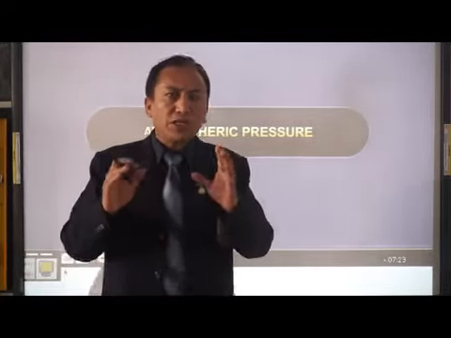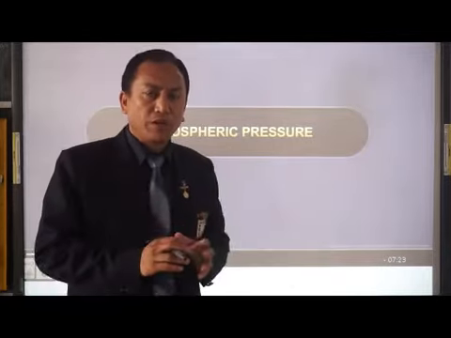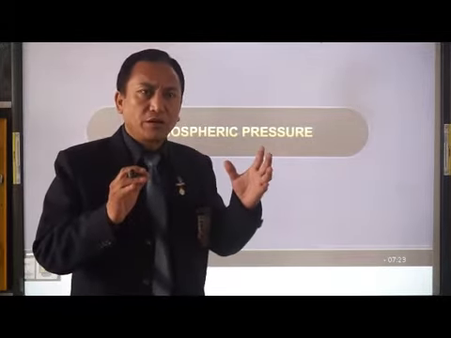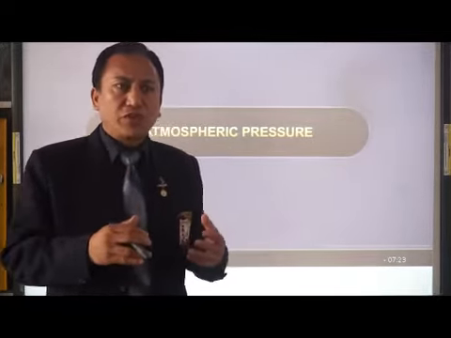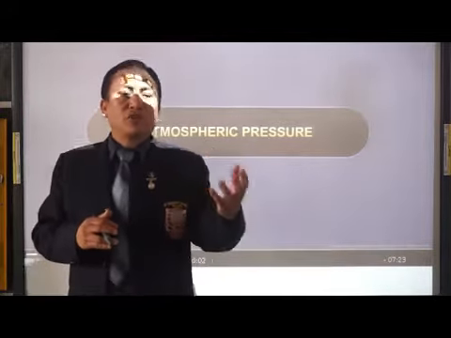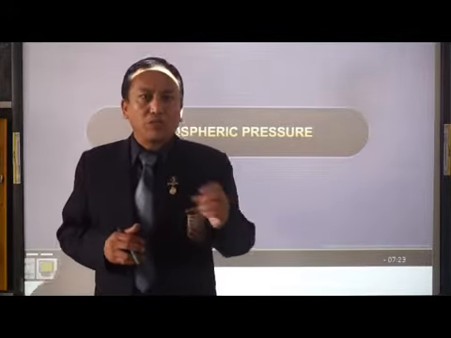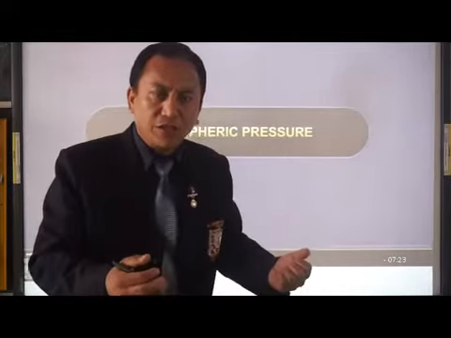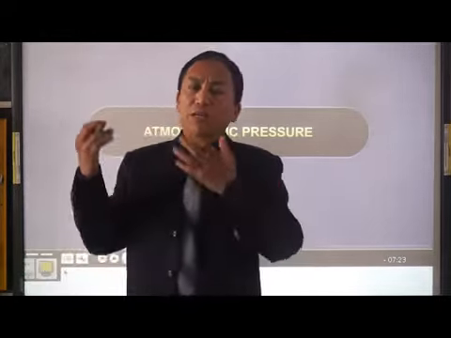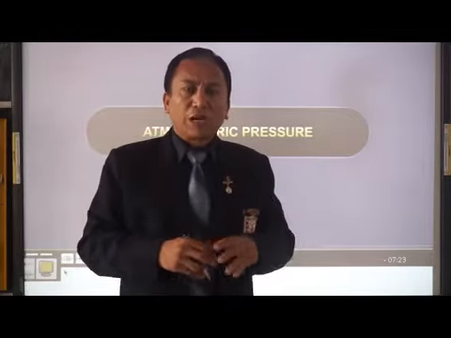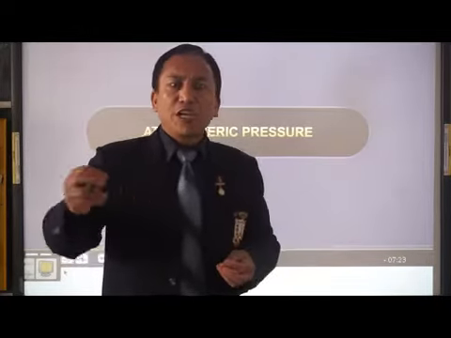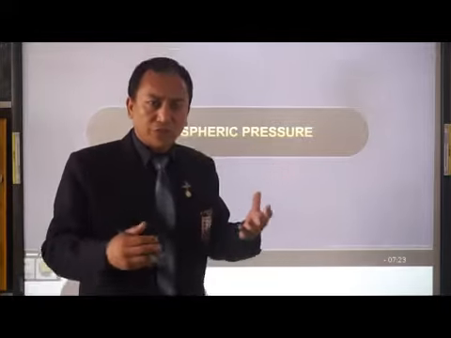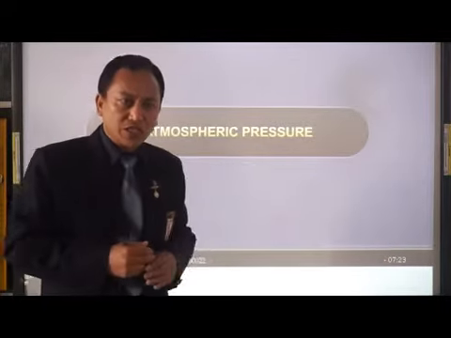Now, atmospheric pressure is not the same all over the world. It varies from place to place. We'll be studying in the later course of this class why atmospheric pressure varies from place to place. The atmospheric pressure in the plains is different compared to the atmospheric pressure in the hills. The atmospheric pressure from one region varies from another region. There are various factors which we'll be studying later in this class.